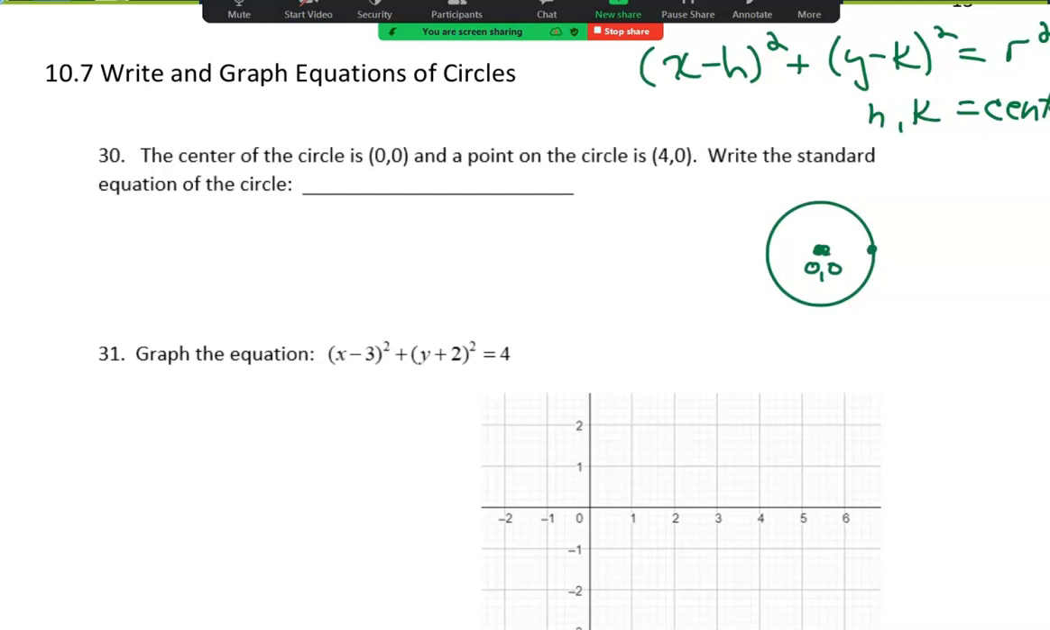4, 0 is going to be right here. Doesn't that allow me to figure out what the radius is? Because from the center to the outer part of the circle is the radius. That's going to help me tremendously. The equation of this circle, since my center point is 0, 0, will be x squared plus y squared equals that radius squared. The radius was 4, and 4 squared is 16.